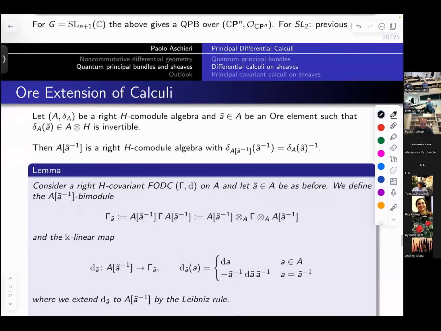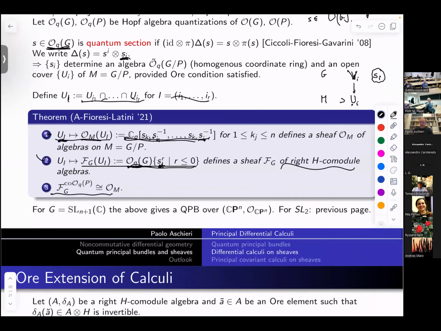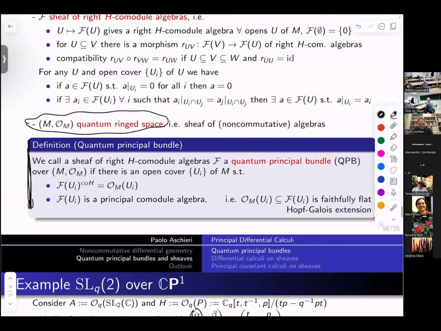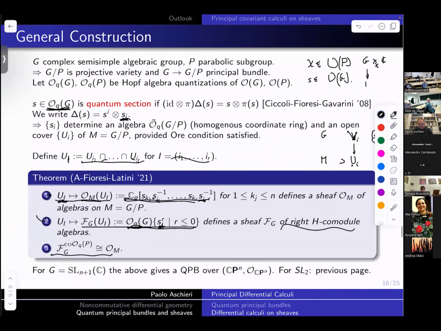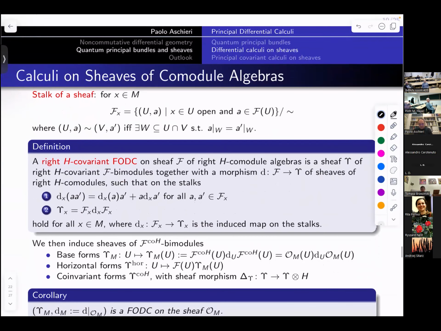Okay, well then I just say it in one word. The extension can be done also at the level of differential calculi. It's actually canonical. And the result is that, compatible with such a definition of quantum principal bundle, there is a definition of differential calculi on such principal bundles. The key notion is that the differential is asked to have the derivation property and the surjectivity property just on stokes. With this definition, we can construct differential calculi on such quantum principal bundles.